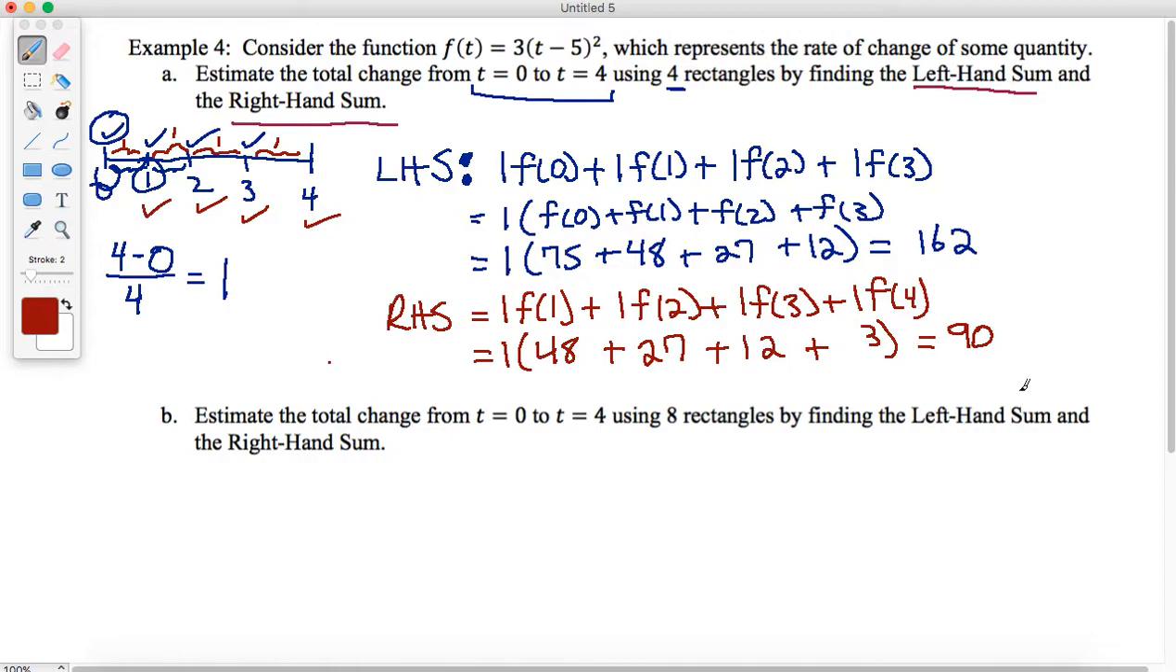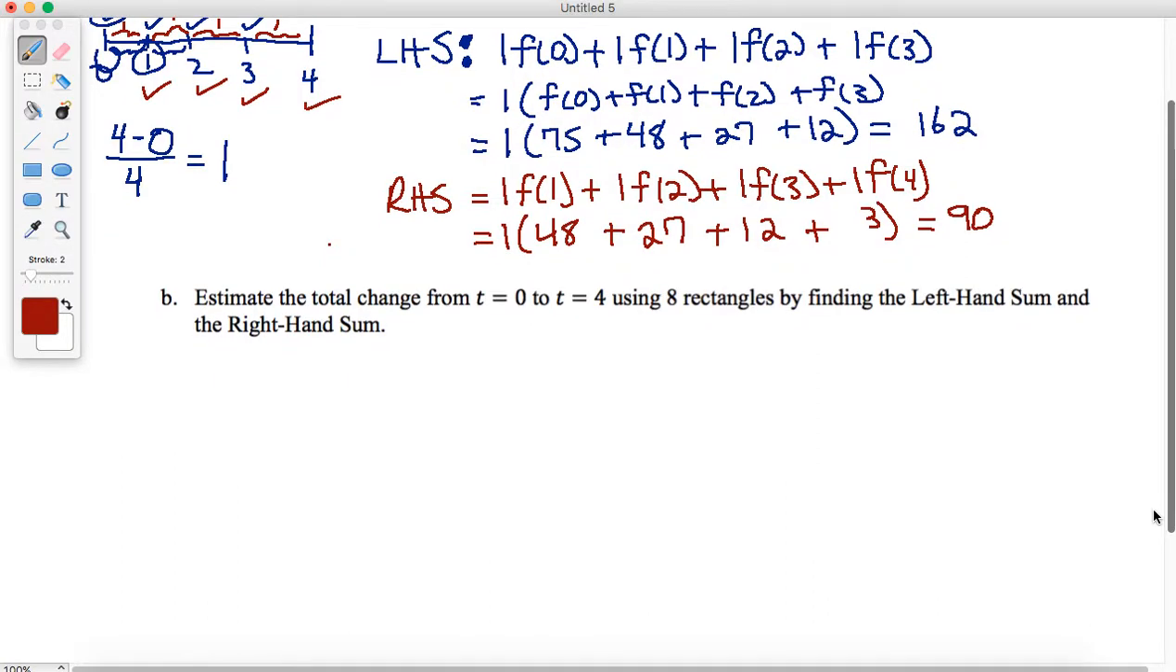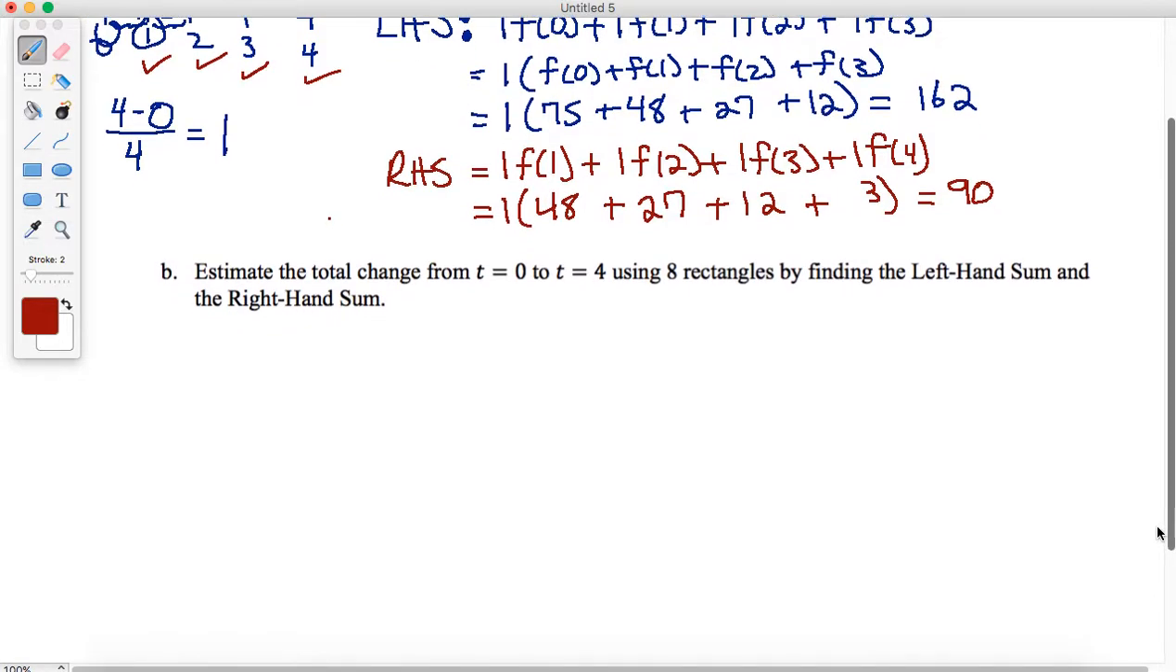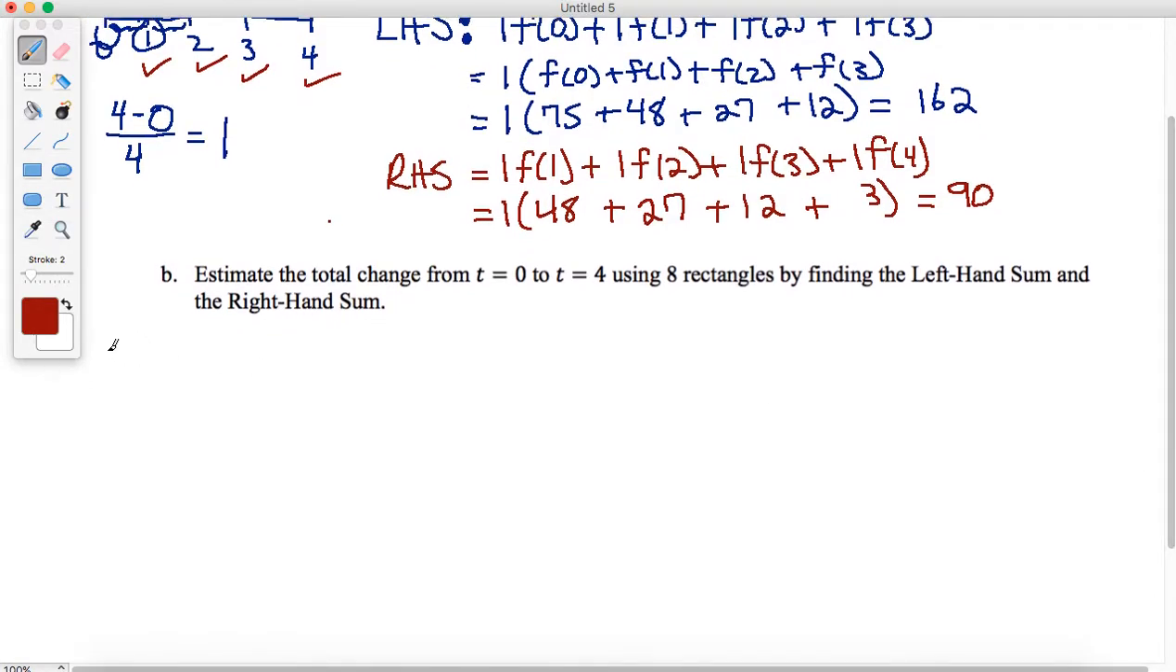All right. Part B asks us to estimate the total change from t equals 0 to t equals 4 using 8 rectangles by finding left-hand sums and right-hand sums. Again, I'm going from 0 to 4, but this time I'm using 8 rectangles. So I've got to divide this interval into 8 equal intervals, so that the width of the rectangle is always the same.